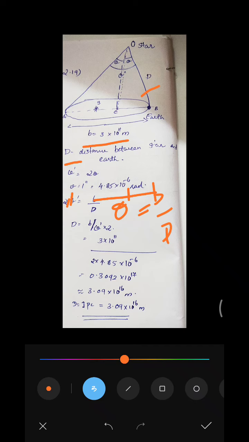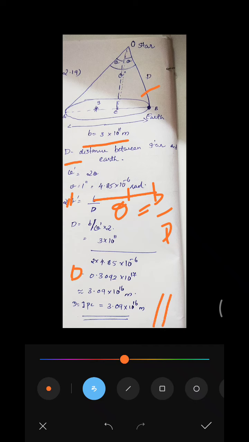So the answer you will obtain is 0.3092 into 10 to the power 17. That is the value of capital D, and it is 1 parsec. Now that means 1 parsec is 3.09 into 10 to the power 16 meter. So 1 pc is equal to 3.09 into 10 to the power 16 meters. So we have found the value of parsec in meter.